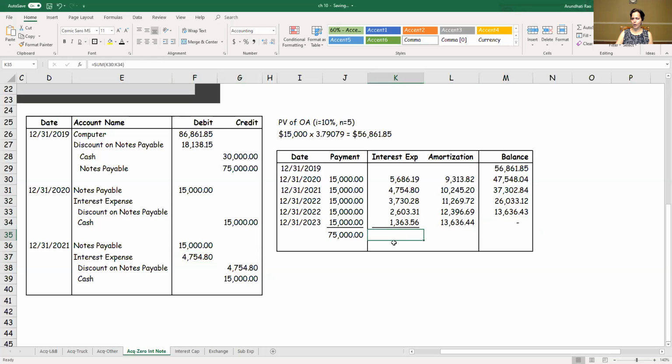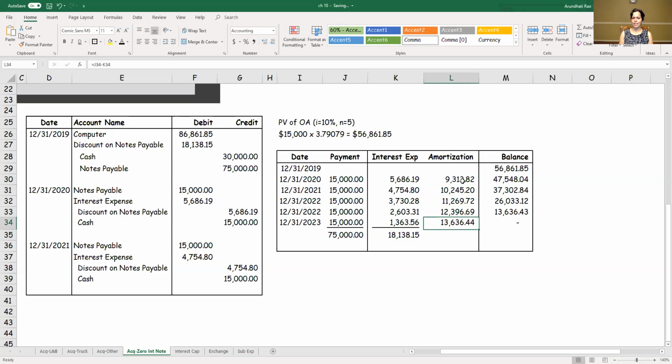Now, if you add up all the interest amounts, it's going to be 18,138.15. It's basically this number, what we said was the interest. That's a number that we're going to recognize over the 5-year period. What you will notice is the interest expense each time keeps decreasing, and the amortization, paying off of the principal, gradually increases.